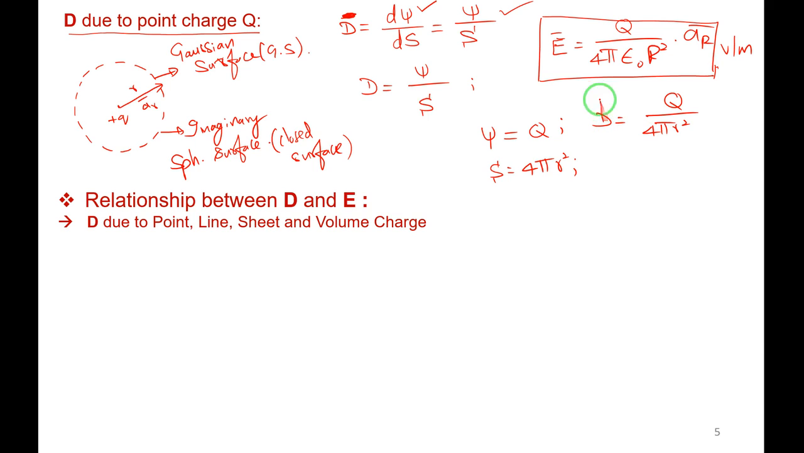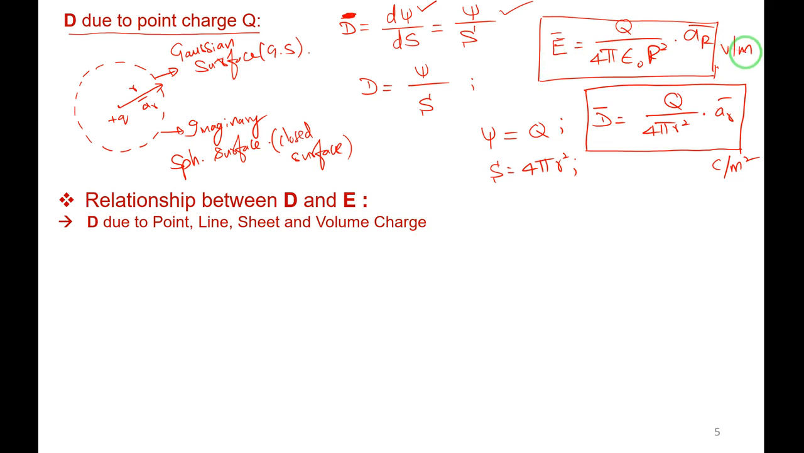Then I want to associate the vector. So D vector is equal to, the flux lines are everywhere in the radial direction of the sphere, so aR. I hope you understood. This is the electric flux density due to point charge. And what is the unit? Coulomb per meter square.